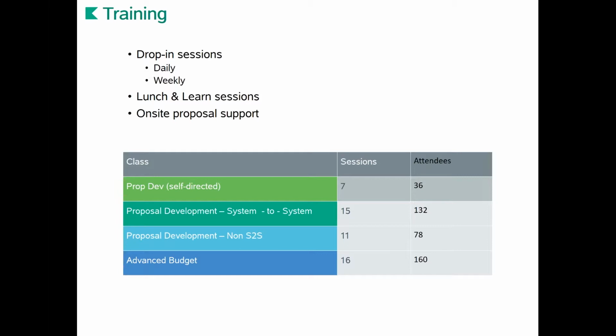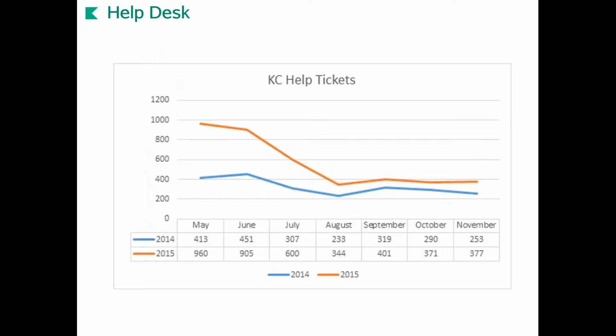Then there was training for those that do system to system, those of you that do NIH and stuff. There's tons of attachments, so a special training for system to system folks, for non-system to system. And then we had stuff called advanced budget that really got into using some of the more advanced features in the proposal development module to create proposal budgets.